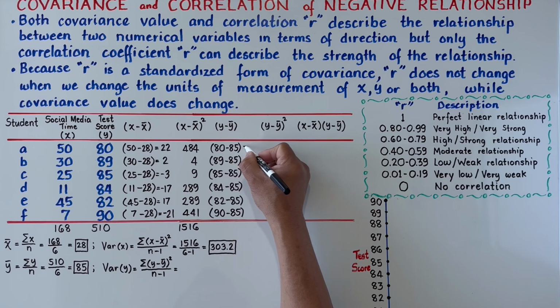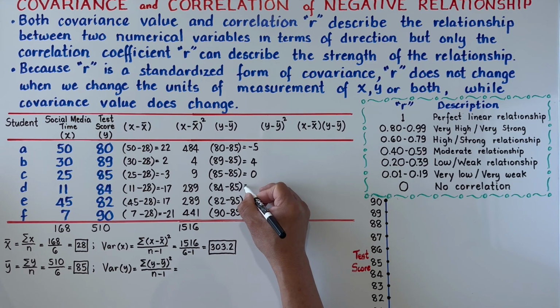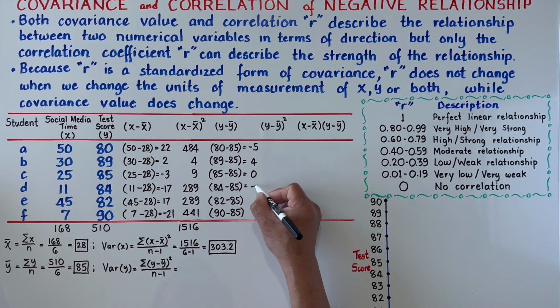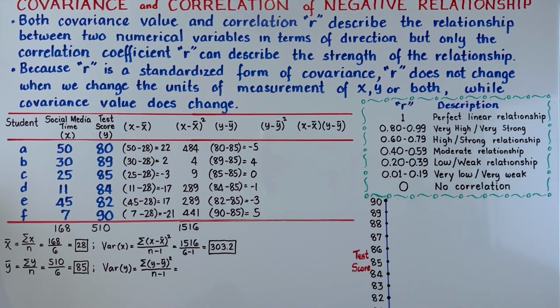So if you get the difference of 80 and 85, you've got a number which is negative 5. 89 minus 85 is 4. 85 minus 85 is 0. 84 minus 85 is negative 1. And 82 minus 85 is negative 3. And also this one is 5.